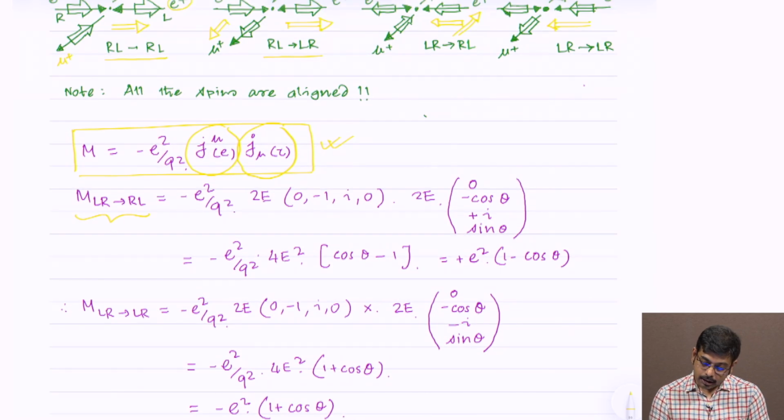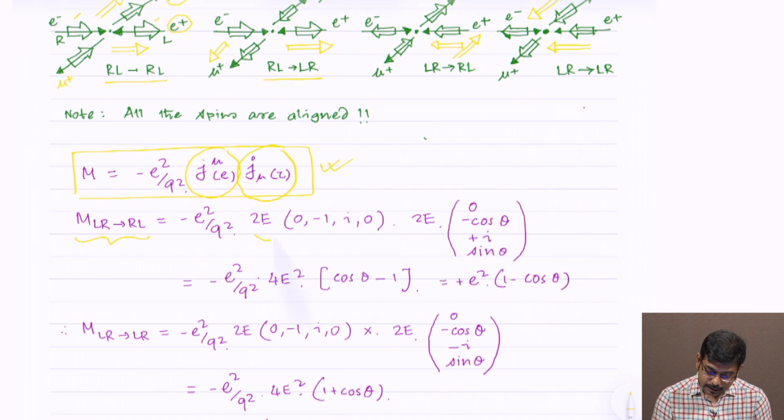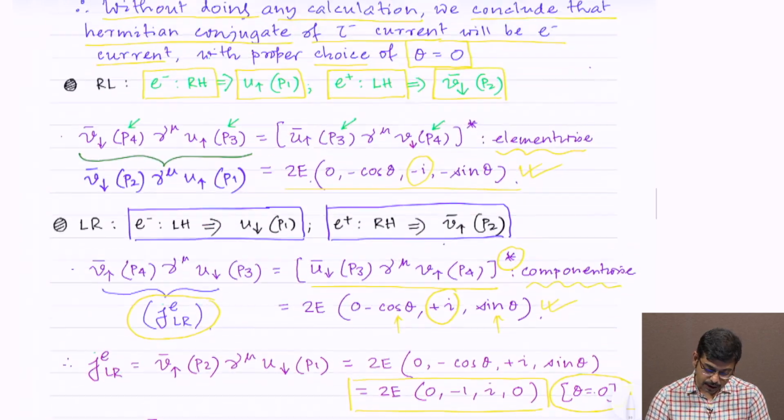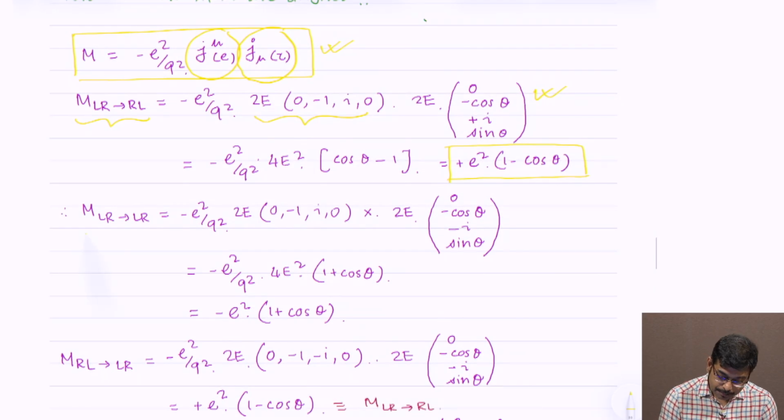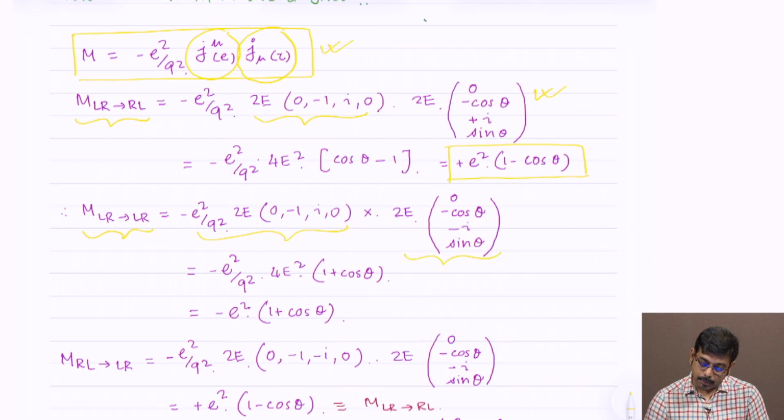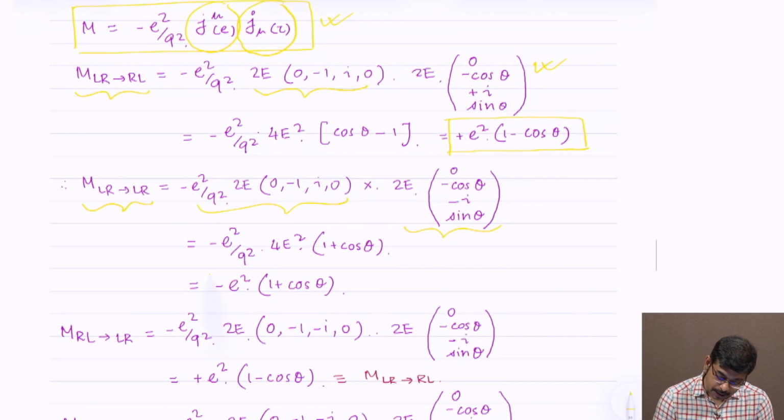So for LR to RL, you take the J mu LR combination and J mu tau RL configuration from your expressions that you have made. So you do the matrix multiplication, and it turns out to be E square into 1 minus cos of theta. You do m LR to LR, and you take the LR combination for the electron current and LR combination of the tau current, and you do the matrix multiplication. It turns out to be minus E square into 1 plus cos theta.